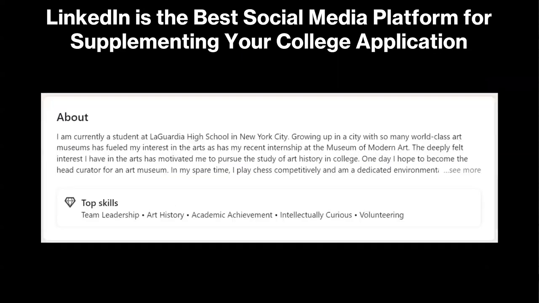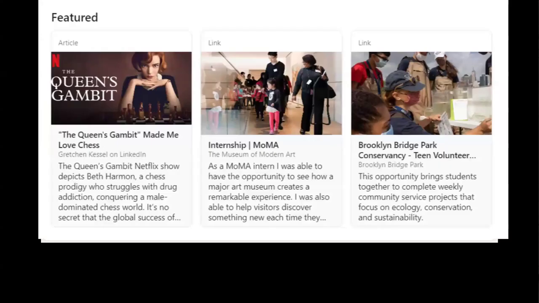LinkedIn lets you devise a few sentences about yourself. And you can highlight your top 5 skills, but really, if you look at it, those skills are really character traits when done properly: academic achievement, leadership, intellectually curious. You're showing the schools, and if you can tie that into your profile, showing elements of that, so much the better.